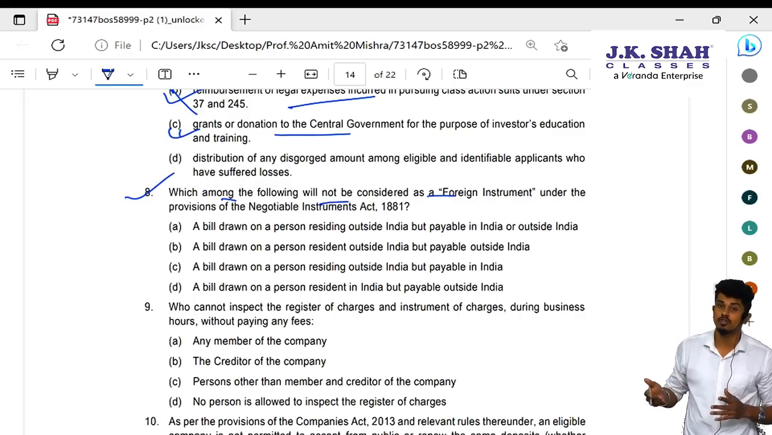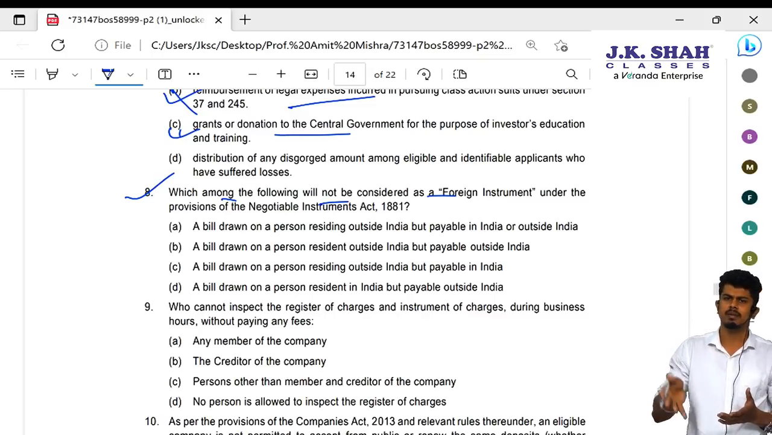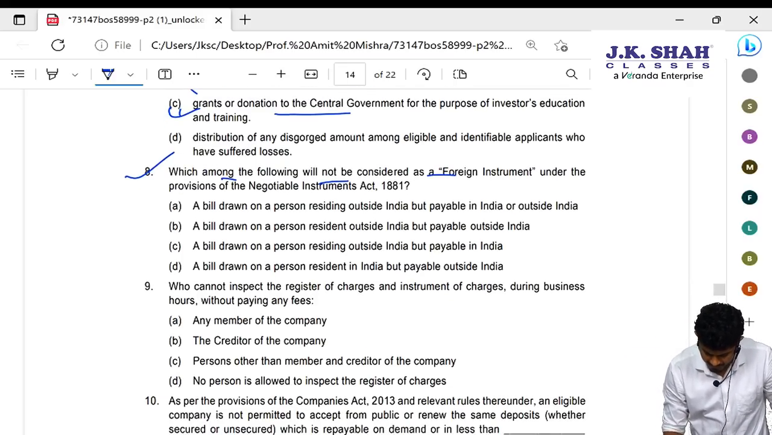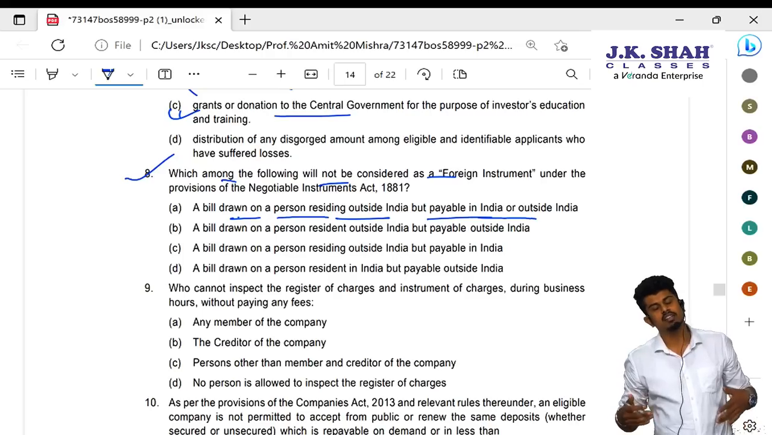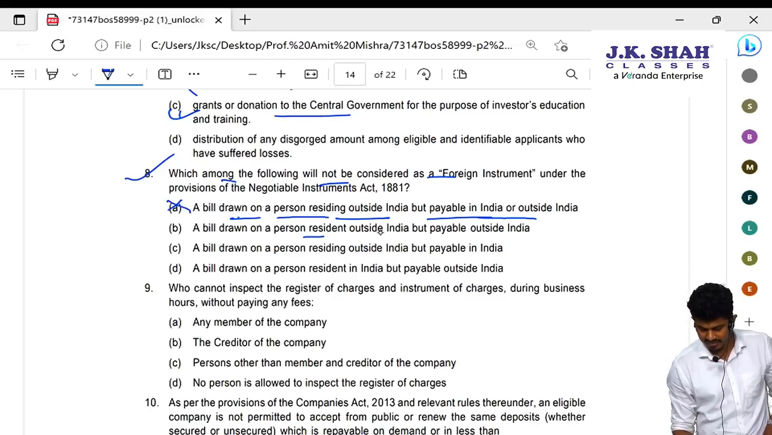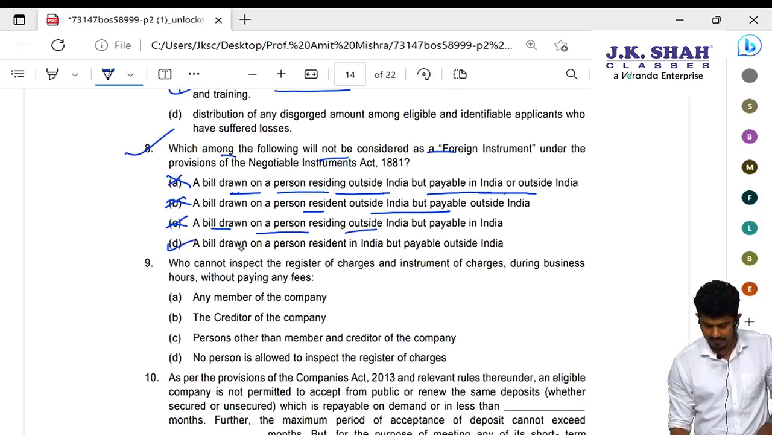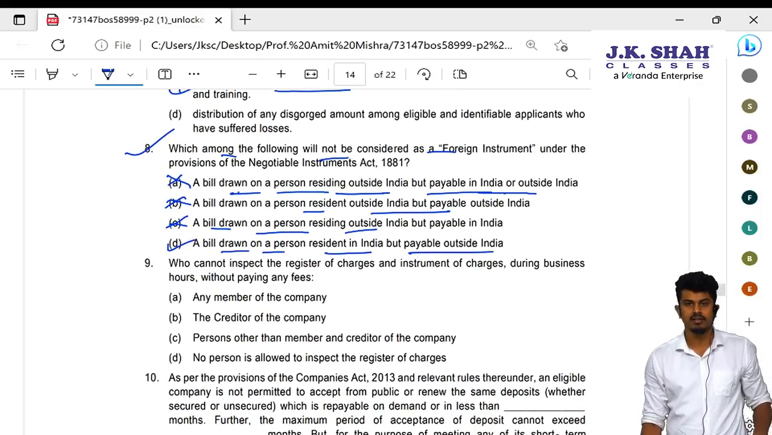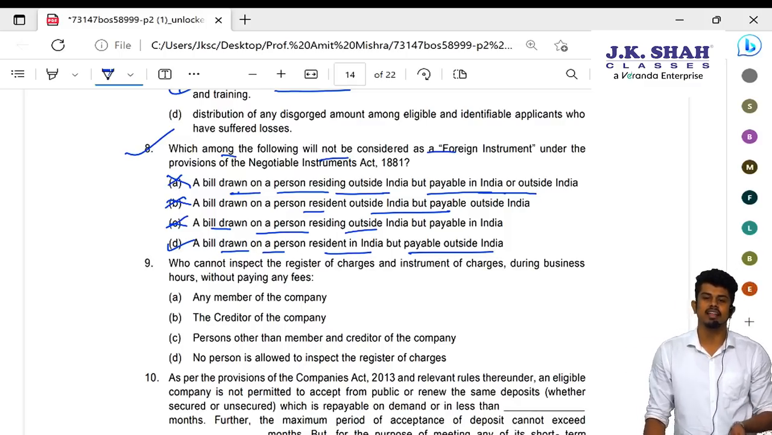Point number 8. Which among the following will not be considered as a foreign instrument? Achha, a foreign instrument is an instrument which is drawn in India. It should be made in India and payable to a person resident in India or resident outside India, but is payable in India. Correct? See, a bill drawn on a person residing outside India, but payable in or outside India. If a bill is drawn upon a person resident outside India, it is not inland, it is foreign. Again foreign, because it is drawn on a resident outside India. For point number D, a bill drawn on a person resident in India, but payable outside India. Since it is drawn on a person resident in India, it will be considered as an inland instrument and not a foreign instrument.